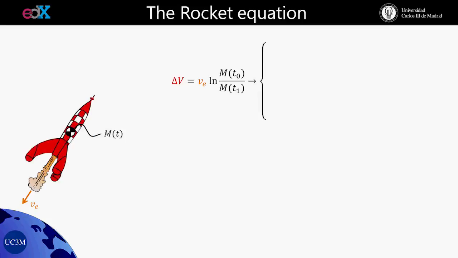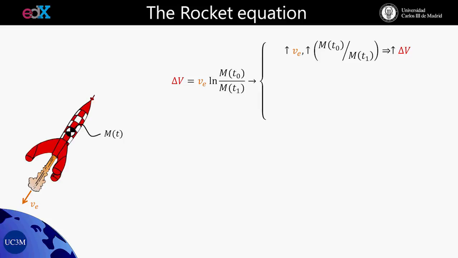This equation allows us to calculate the delta v that we shall obtain if we burn and eject propellant at exhaust velocity ve until the rocket total mass has decreased from m0 to m1. We can see in this equation that the larger the velocity ve and the mass ratio m0 over m1, the larger the delta v we get.